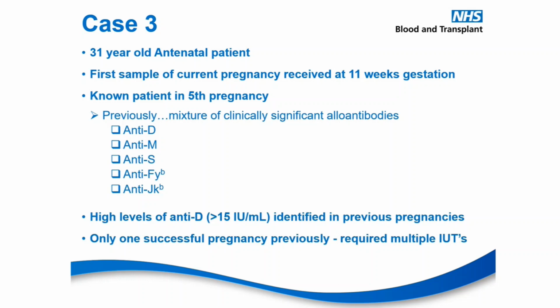This patient had previously had a mixture of clinically significant alloantibodies. She was previously known to have an anti-D, an anti-M, an anti-big S, an anti-FYB and an anti-JKB. In her previous pregnancies, she'd had high levels of anti-D that were over 15 international units per mil. Even though she was in her fifth pregnancy, unfortunately, she'd only had one successful pregnancy previously, and this required multiple IUTs to see her through to term.